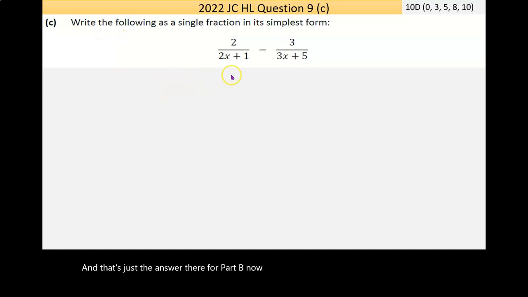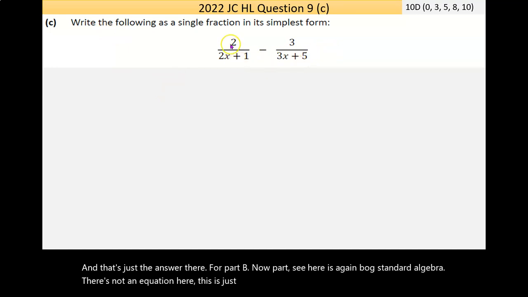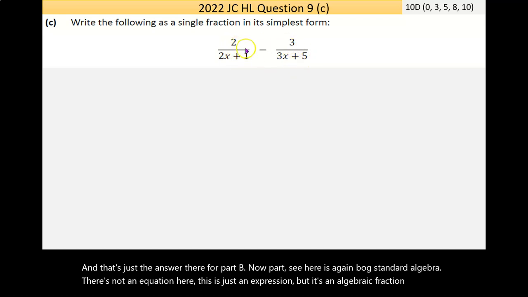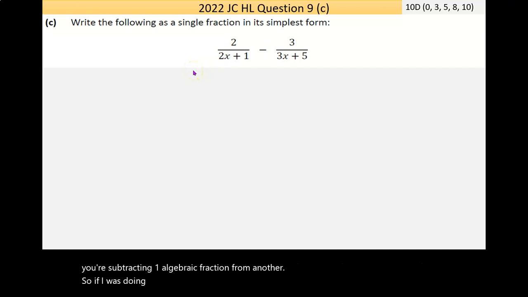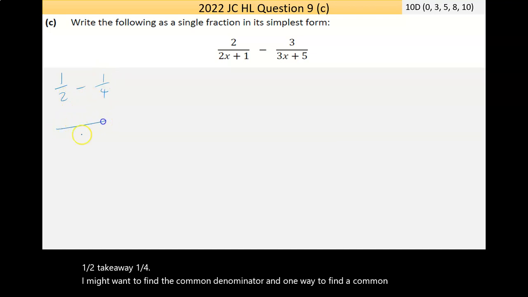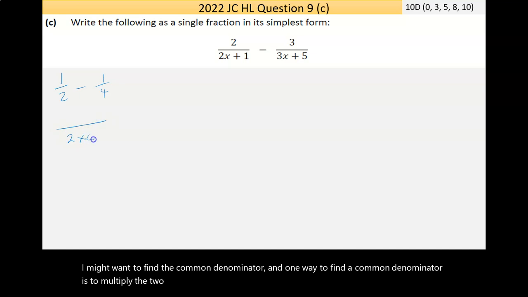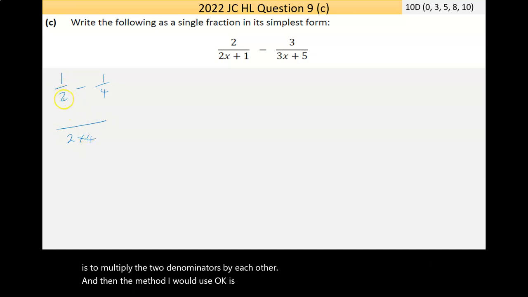Now, part C here is, again, bog standard algebra. There's not an equation here, this is just an expression, but it's an algebraic fraction, and you're subtracting one algebraic fraction from another. So if I was doing this with something simple, like a half take away a quarter, I might want to find the common denominator, and one way to find a common denominator is to multiply the two denominators by each other. And then the method I would use is I divide the denominator here into the common denominator.